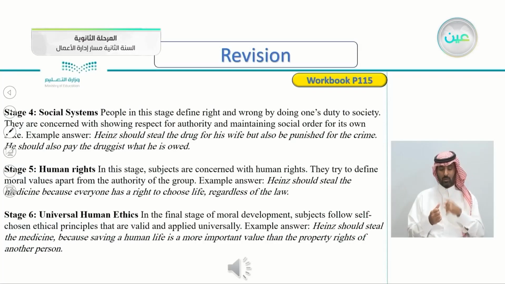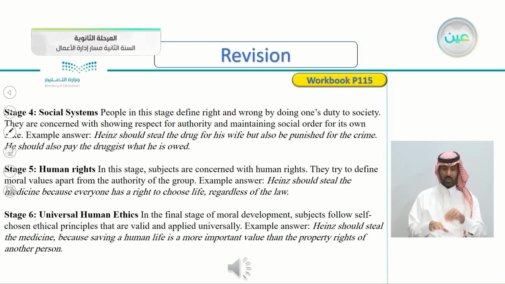Stage 4, social systems. People in this stage define right and wrong by doing one's duty to society. They are concerned with showing respect for authority and maintaining social order for its own sake. Example answer: Heinz should steal the drug for his wife but also be punished for the crime. He should also pay the druggist what he is owed.